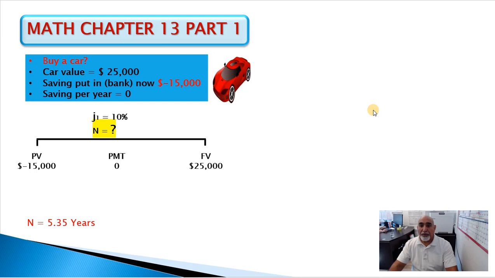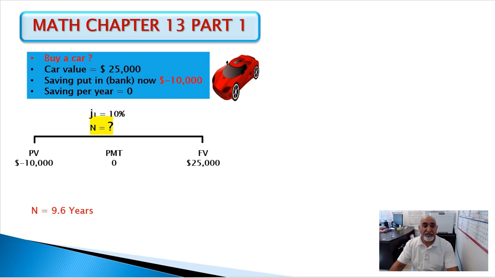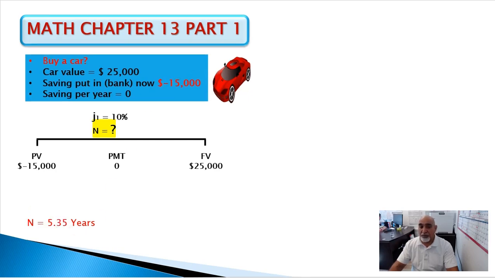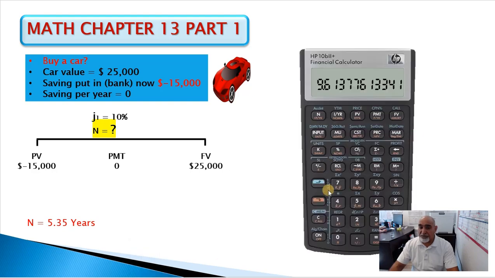Okay, let's take a look at another question. Again, this time we're saving $15,000. Last time we only saved $10,000, and it took 9 years to get the car. Now we're saving $15,000, and obviously it's going to be a smaller answer. But let's see what it is and how we're going to get this answer. So first thing is the interest rate is J1, so J1 and 10%. Now the answer for N is in years, but we don't know it, so we'll leave it.